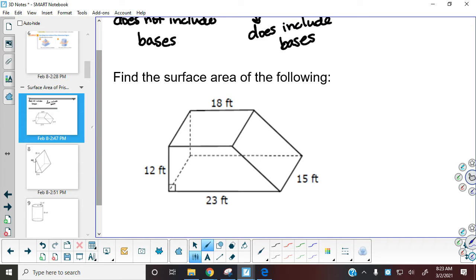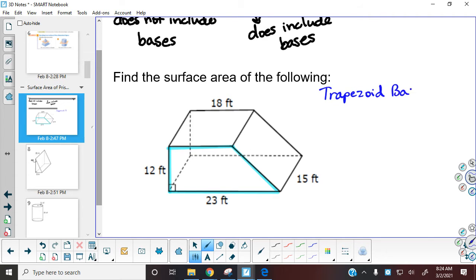Now, the way that you know what a base is of a three-dimensional object, especially prisms, is it's the non-rectangular shapes. Let's say that again. Your bases are the non-rectangles. So as you look at this, it should be obvious that in this case, your base is this trapezoid and then the trapezoid directly behind it. So the first thing that we need to do is calculate the area of the trapezoid bases.